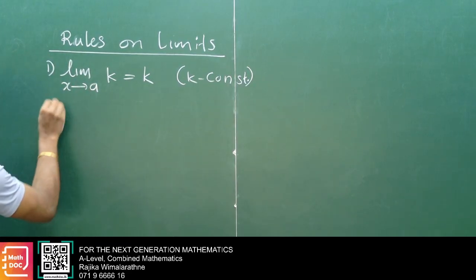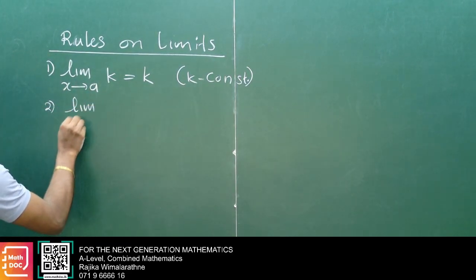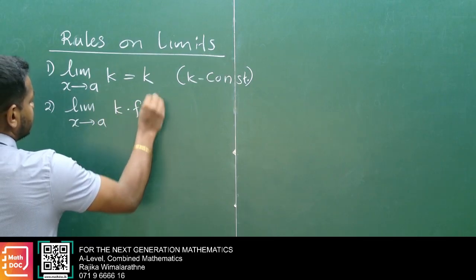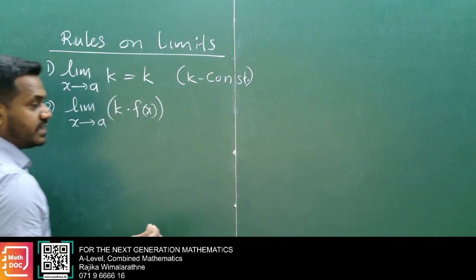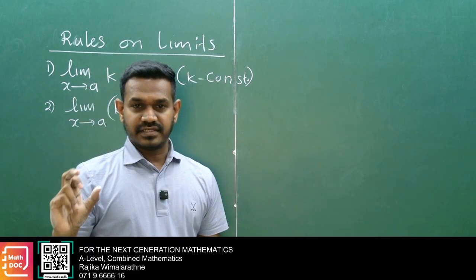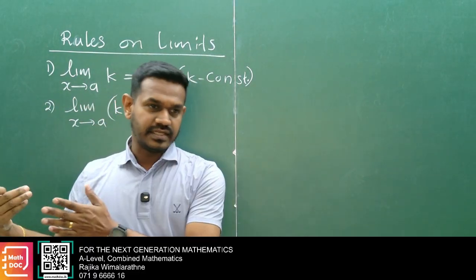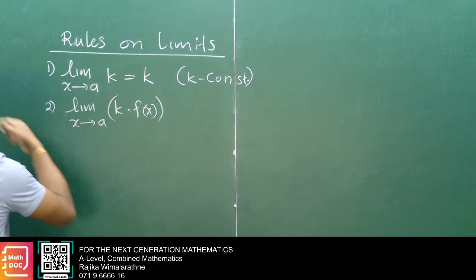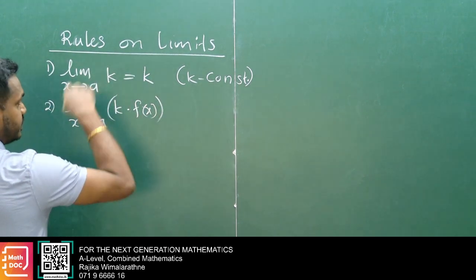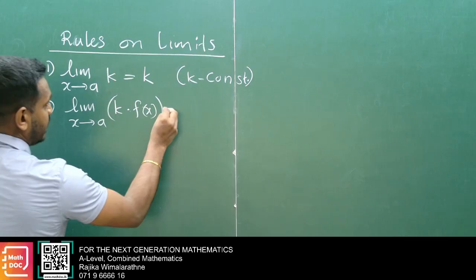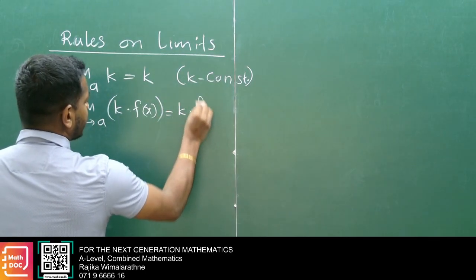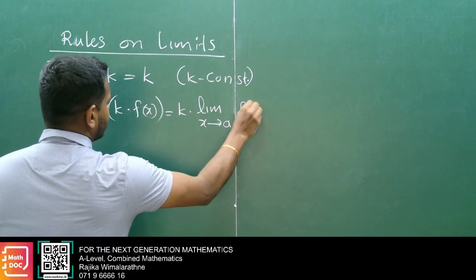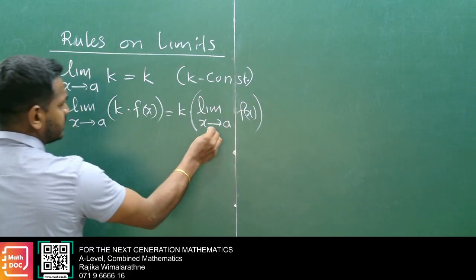Then second rule, limit x arrow a, constant times function. If we have constant times function like 2x, you can take 2 outside, like a bracket. Okay? If you have constant, you can take it outside. With a single constant, the answer is constant; with constant times variable, you can take the constant outside. Limit x goes to a f(x), you can do that like a bracket.